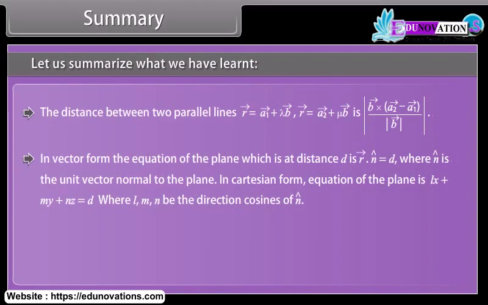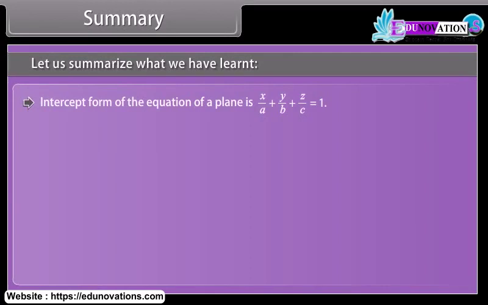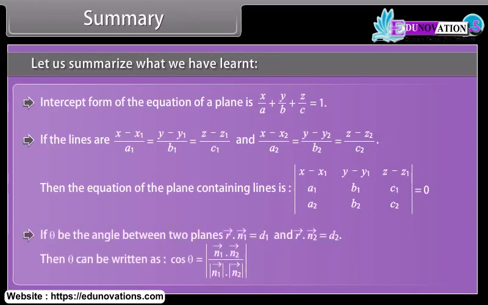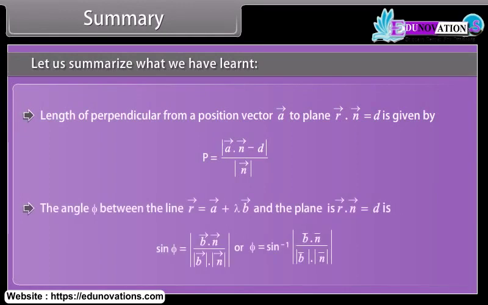In Cartesian form, the equation of the plane is given by the following, where l, m, n are the direction cosines of n cap. The equation of a plane perpendicular to a given vector and passing through a given point is, in Cartesian form, given by the following, where A, B and C are the direction ratios of the plane. Intercept form of the equation of a plane is given by the following. The equation of the plane containing two lines is given by the following. If theta is the angle between two planes, then theta can be written as follows. The length of the perpendicular from a position vector A to a plane is given by the following, and the angle phi between the line and the plane is given by the following.